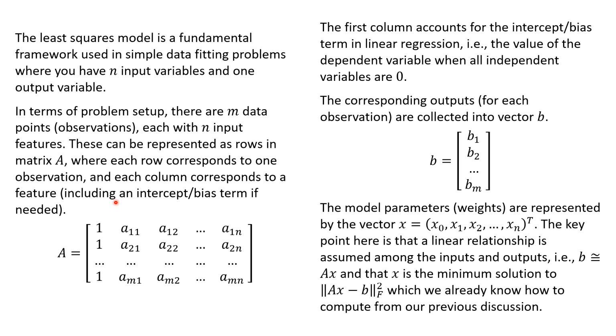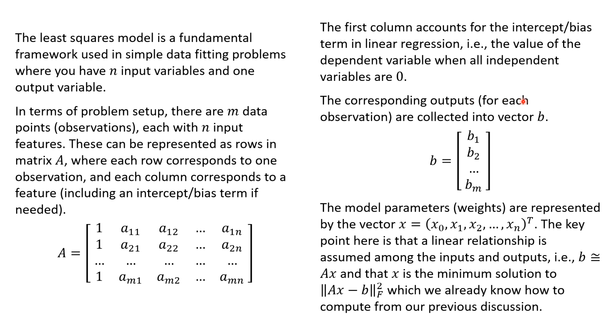So maybe if it doesn't have any of these particular features in a given neighborhood, maybe the baseline is 150,000. So these ones here are what's called the intercept bias, and the actual intercept bias is this value x0, which I'll get to in a second. So as I say here, the first column accounts for the intercept bias term in linear regression, the value of the dependent variable when all the independent variables, in other words all these, are 0 for a given observation.